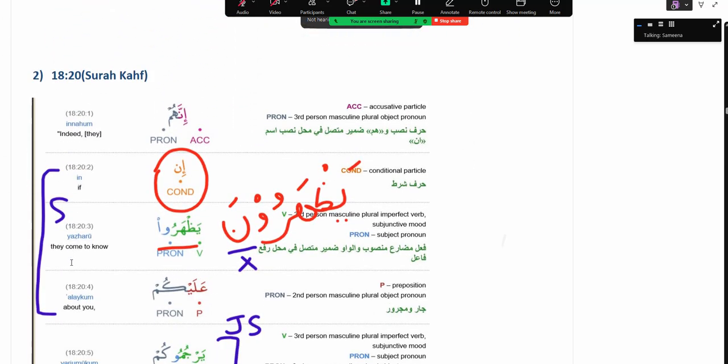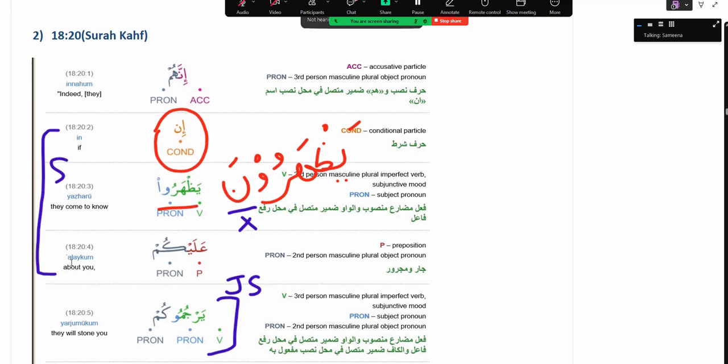One more example from Surah Kahf. We have innahum yadharu alaykum yarjumukum. So here we have indeed they, if they come to know about you, this is the shart part. And then we have yarjumukum, they will stone you. This is the jawabu shart. And in is making the mudari after it majzoom. Yadharu, the noon is dropped. It was yadharuna, it becomes yadharu because of in. So if they come to know about you, this is the shart part. Yarjumukum, this is the jawabu shart, they will stone you.